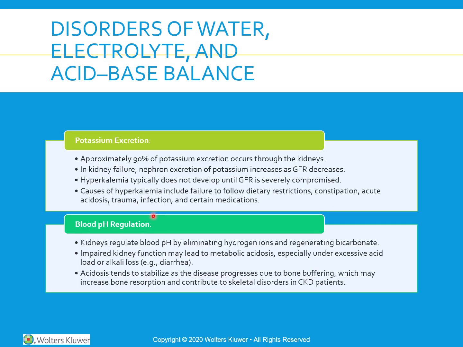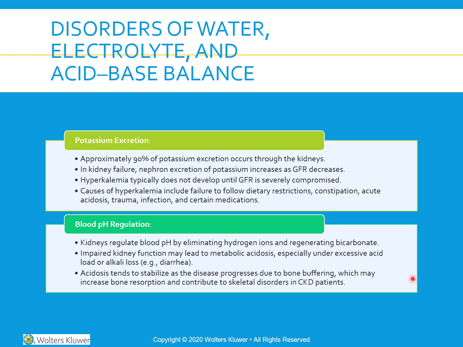The kidneys also play a big role in pH regulation. So kidneys regulate pH by eliminating those hydrogen ions and also regenerating bicarbonate, which helps to buffer any acidity in the serum. So impaired kidney function can lead to things like metabolic acidosis, especially under excessive acid loads or the excessive loss of alkali or bases, especially in a patient maybe with diarrhea.